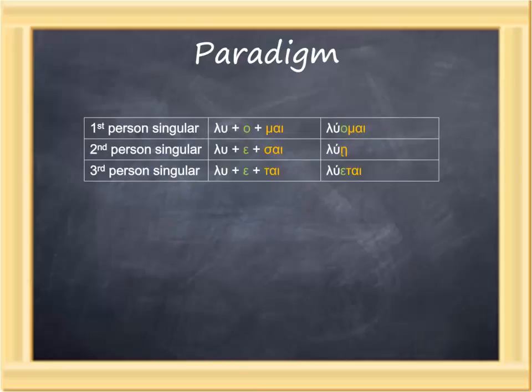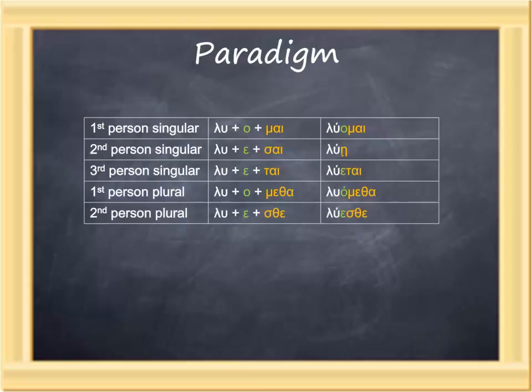Third person singular uses an epsilon before tai, the form luetai. First person plural uses an omicron before the mu of metha, luometha. Notice the accent is on the omicron. Remember the rule of accents? Moving backwards from the ultima, the last syllable, if the ultima is short, as in this case the alpha is, one goes back to the antepenult, the omicron.